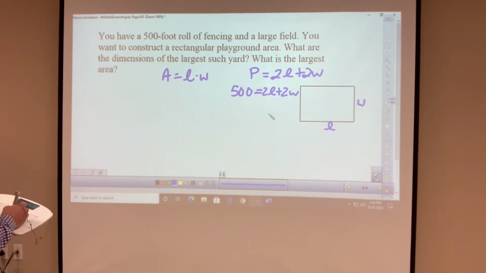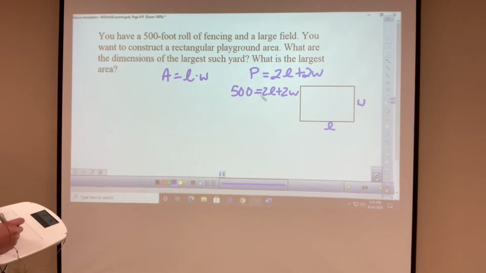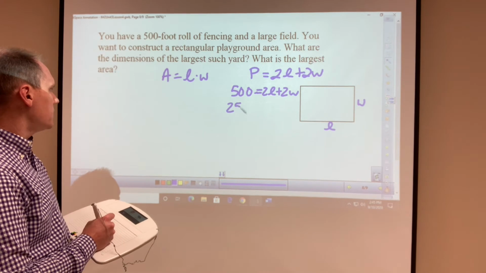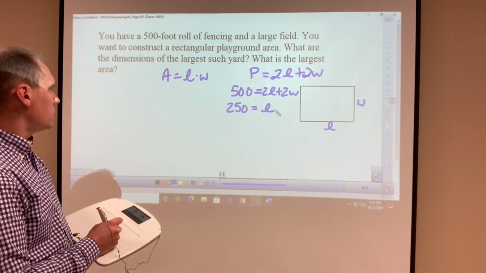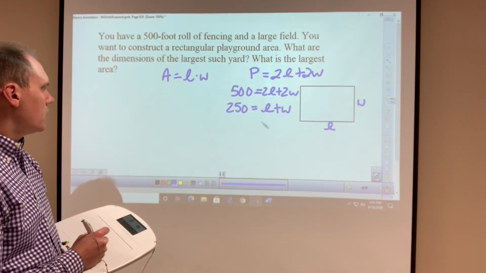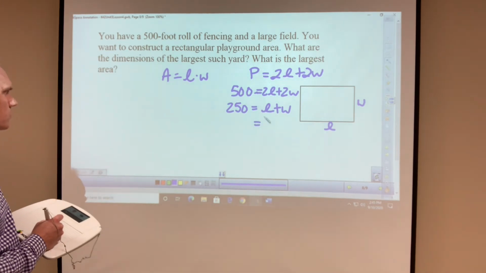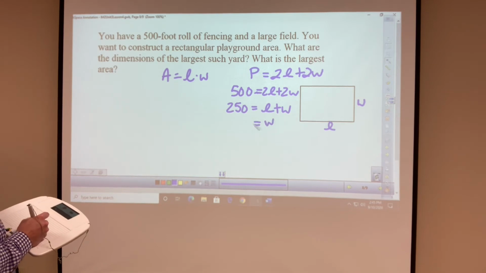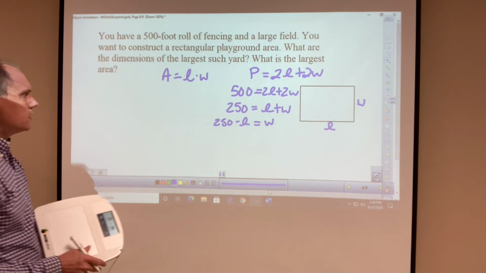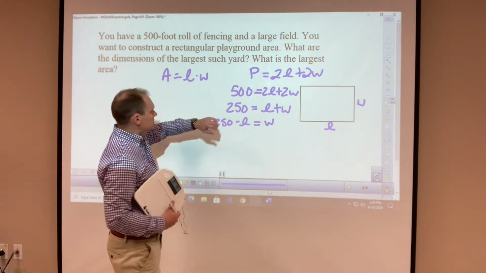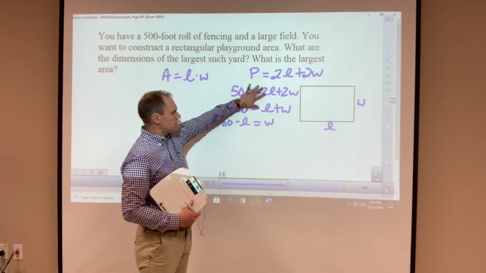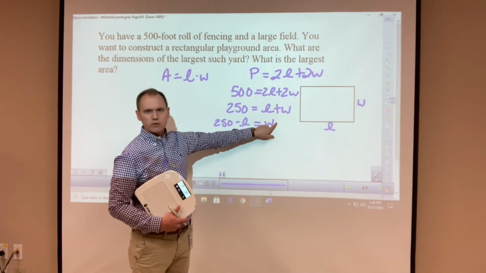All right, well, from there, if you notice, everything's divisible by 2 here. So let's go ahead and divide everything by 2. So it would be 250 equals L plus W, which means that we can solve for one of these. How about W equals 250 minus L? So what we're doing here is relating the perimeter to the area by using this process of solving for one of the variables.